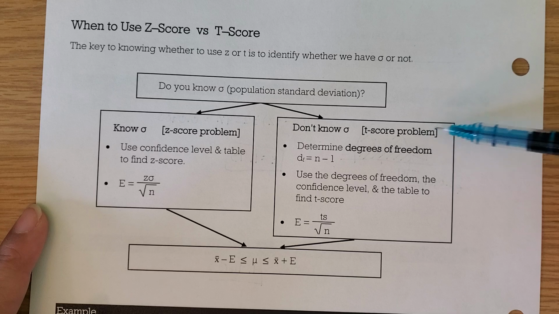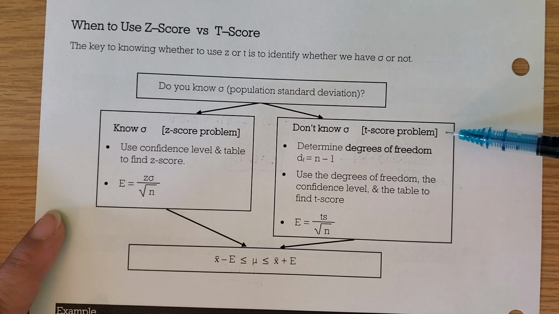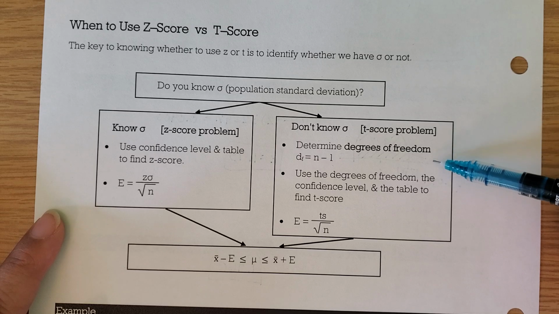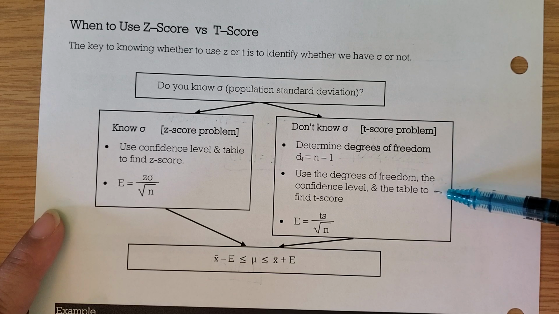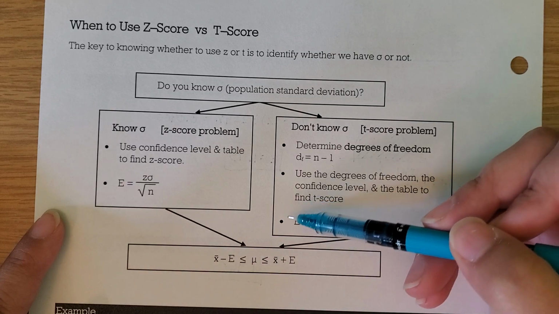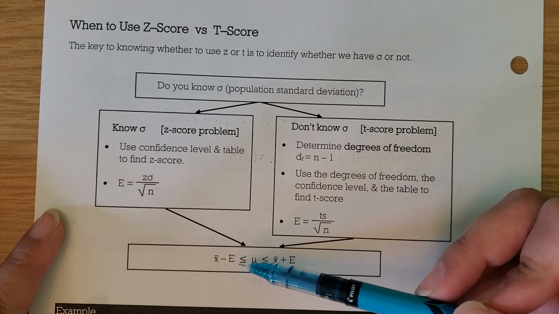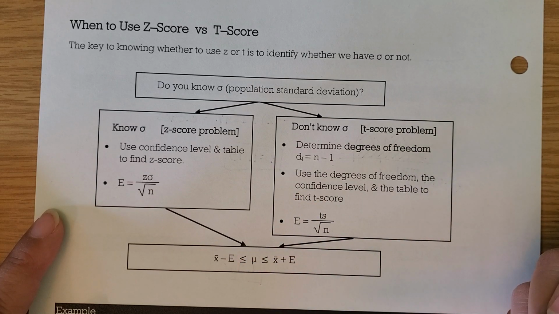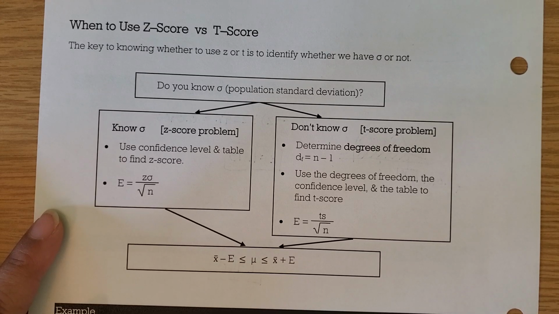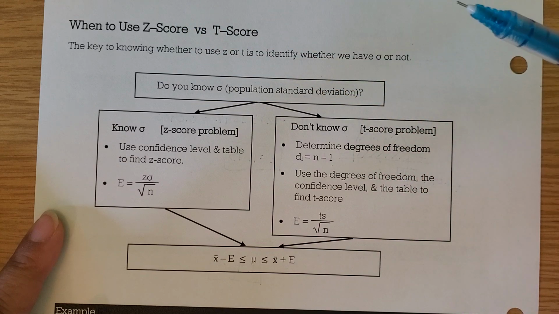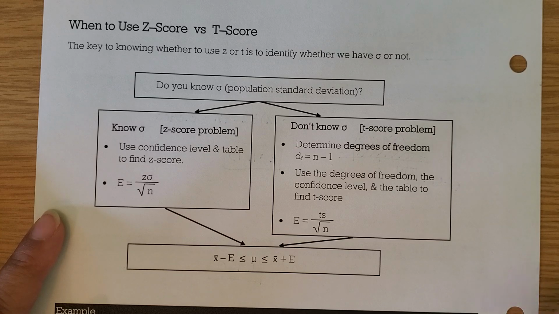If you don't know sigma, that means you have a t-score problem. So then you have to determine your degrees of freedom, and then use those degrees of freedom and the confidence level to find your t-score, and then you use this formula for your margin of error. And then in the end, you're going to subtract your margin of error and add it to your point estimate. So let's focus on just that identification step, whether or not it's a z-score or a t-score problem. So the question we're going to seek to answer is, do we know sigma or not?